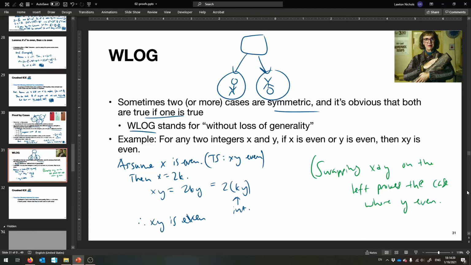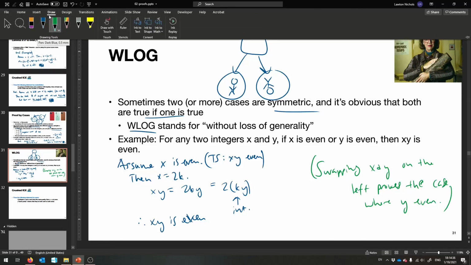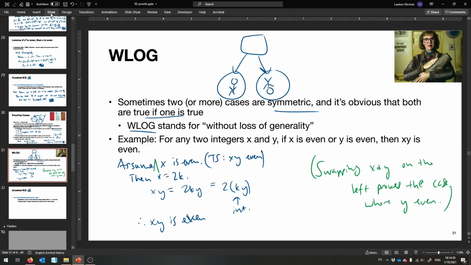It's too similar, okay? So what you do is say, assume without loss of generality that x is the one that's even. I'm going to show you a proof, and it's pretty obvious that if y was the one that was even, on the other hand, you could push this proof through the same way, because essentially xy is yx. There's no difference. That is the idea of WLOG. Okay, so now you know it.